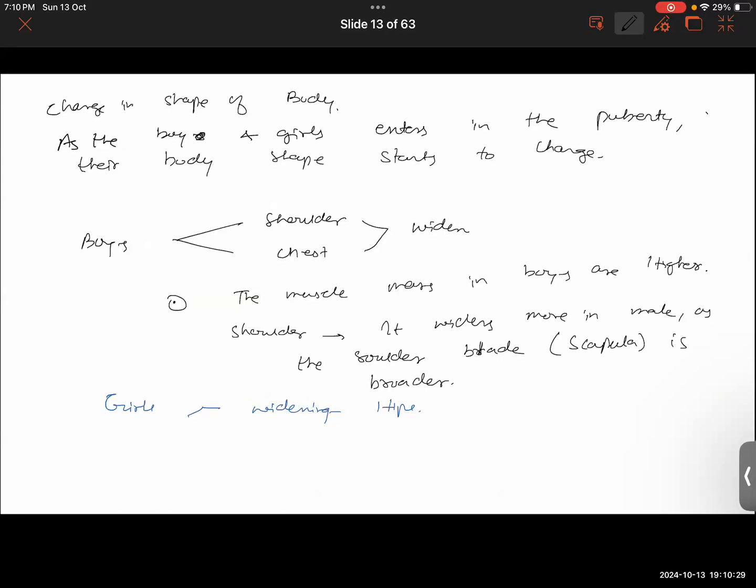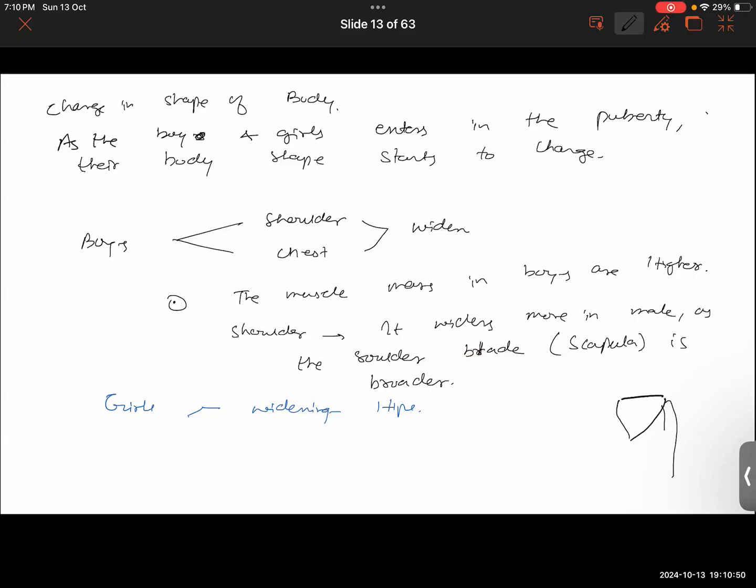Further, we also learned why the shape of the body of the male and female will be different. In the case of the boys, the shoulder and the chest will become wider. Also, one important thing you would have noticed is that in the case of the boys, their shoulders are broader as compared to the girls, because of the shoulder blade. Do you understand now what is the shoulder blade?